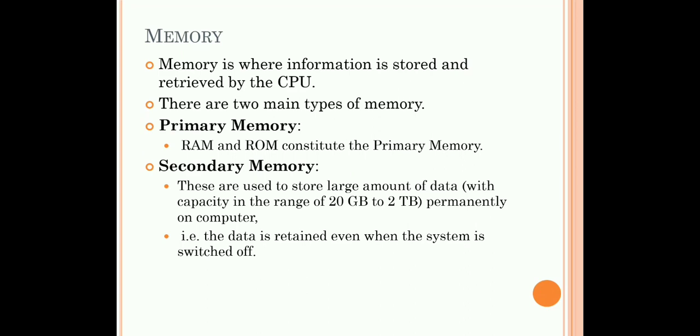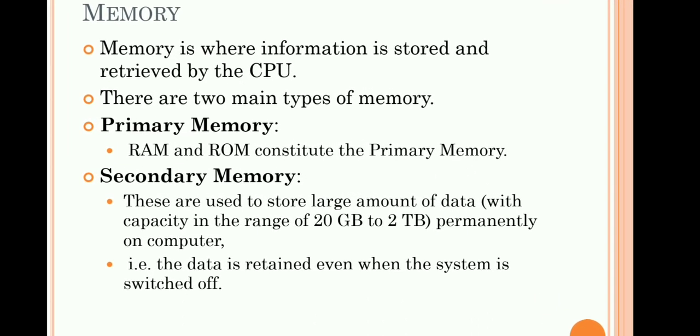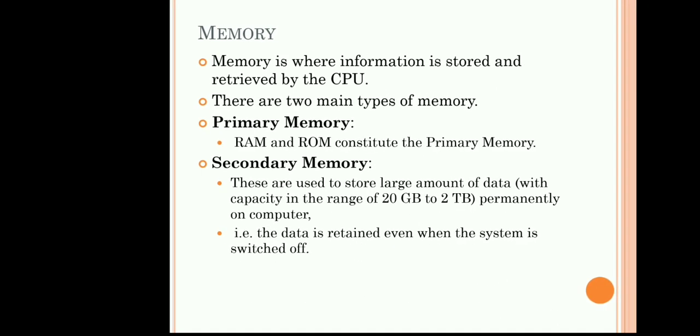Now we'll discuss the memory. Memory is what? Memory is where the information is stored and retrieved by the CPU. There are two main types of memory, primary memory and secondary memory. RAM and ROM constitute the primary memory, whereas secondary memory is used to store a large amount of data, with capacity in the range of 20 GB to 2 TB, permanently on the computer. That is, the data is retained even when the system is switched off.